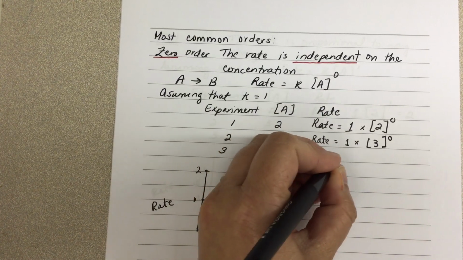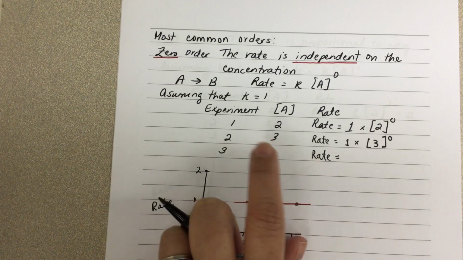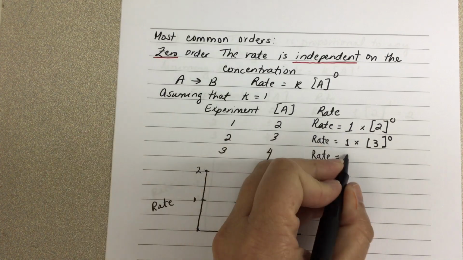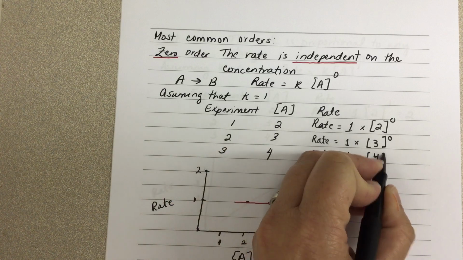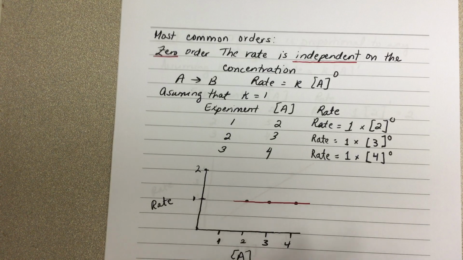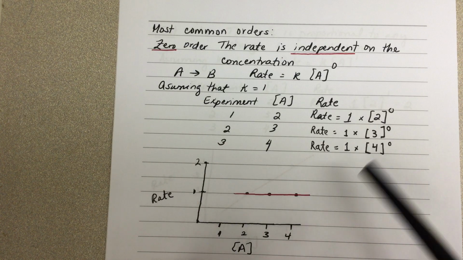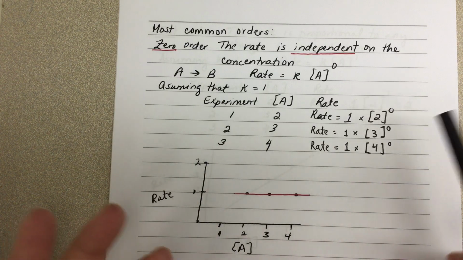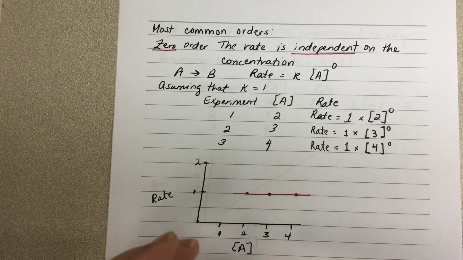And then for my third experiment, we can calculate the rate. That K is 1 times my concentration here, which is 4, and that's to the power of 0. If you check your calculator, you will see that 2 to the 0 is 1, 3 to the 0 is 1, 4 to the 0 is 1. Whatever number you raise to the power of 0, that will give you a 1. Okay?